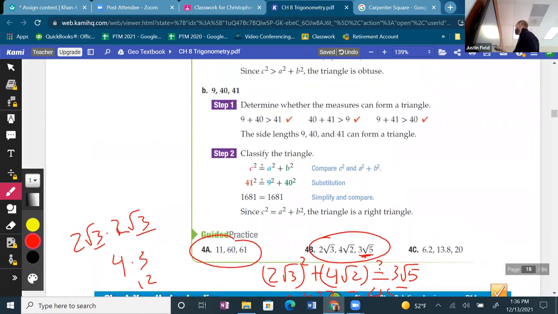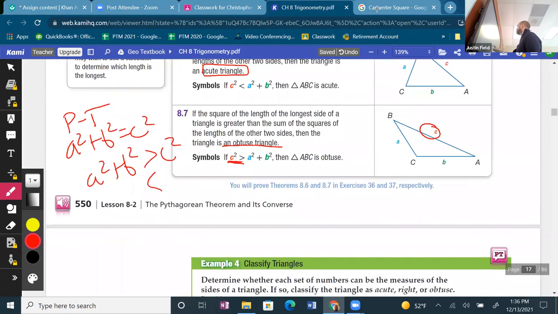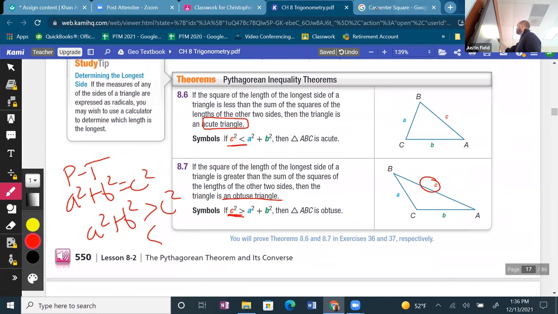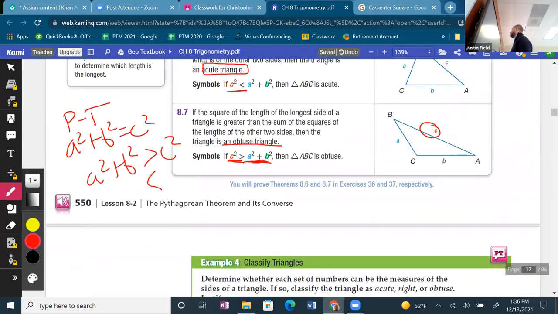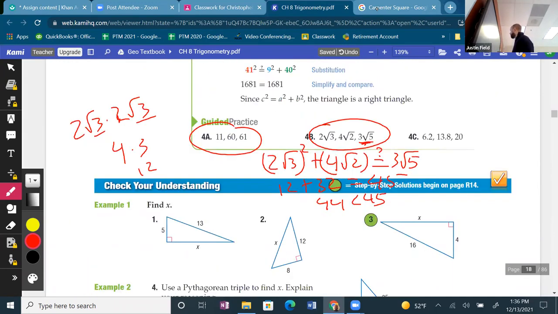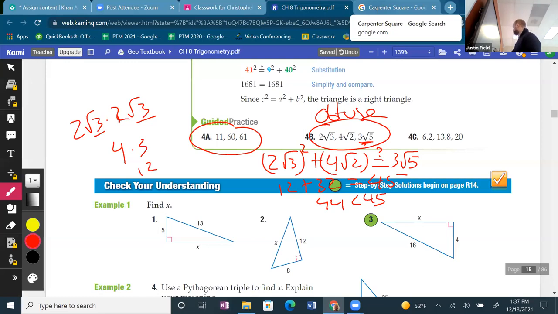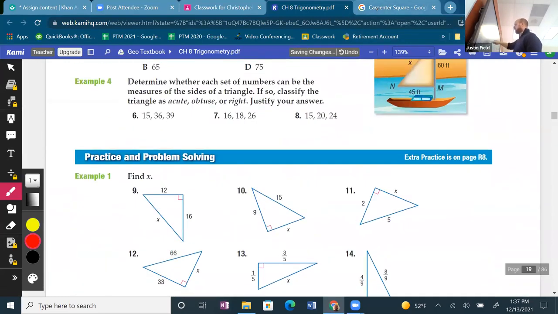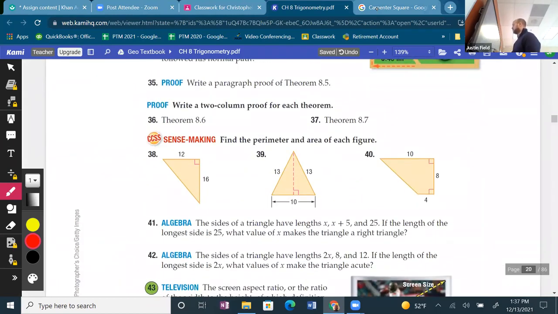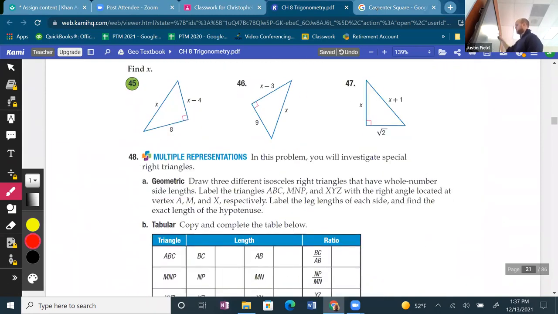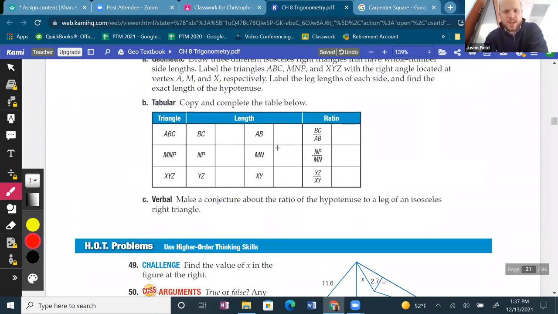And so looking back at my theorem is what you should do. Wait, when I added them together, it was less than c squared, which means I have an obtuse triangle. Is c squared the bigger one? C squared is the bigger one. This is obtuse. All right, so that's Pythagorean theorem. But we better not stop there, because we can do better. We can do 2 sections.